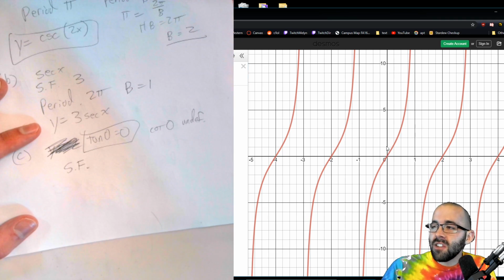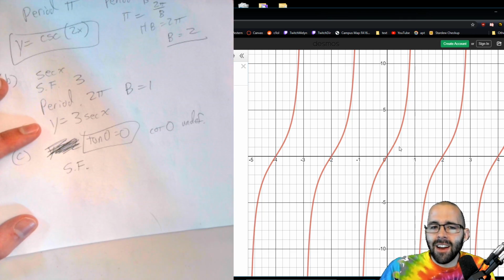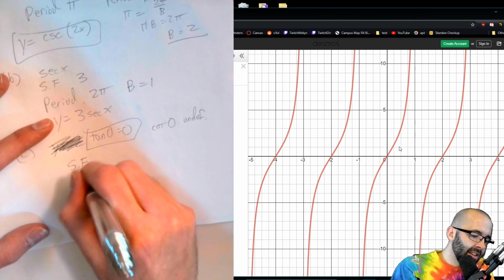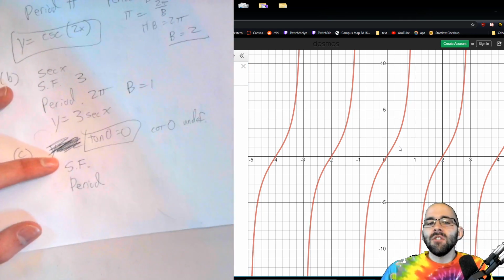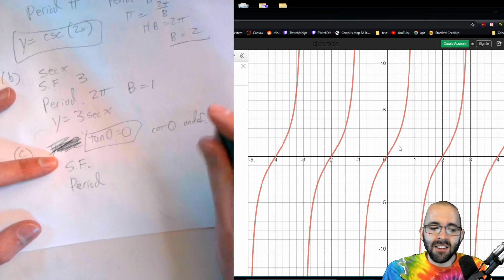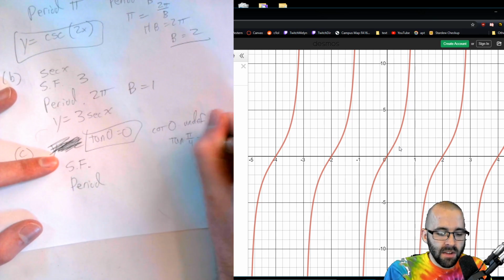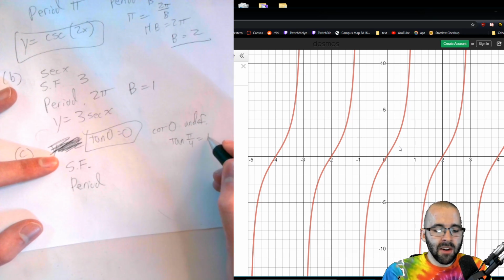Remember, to find the stretching factor, you have to look at how far we go in a quarter of a period. Well, we don't even know the period yet. Let's find the period. Because tangent should go up 1 in a quarter of a period. The way you remember that is that tangent of pi over 4 is 1. So a quarter of the period should bring us to 1 if we have no stretching factor.